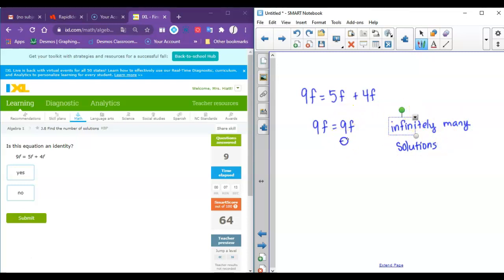Or maybe you go ahead and try to subtract that 9f. And so if these cancel, 9f minus 9f is 0. If everything cancels out on that side, then you're going to have something there. So think of 9f minus 9f equals 0. Same thing over here. 0, of course, does equal 0. Now, if your answer is infinitely many solutions, then your equation is an identity. So you would put yes for this.